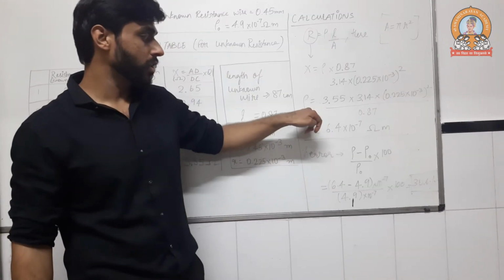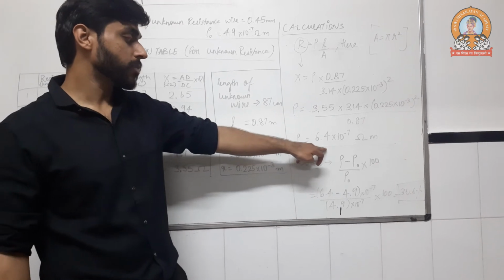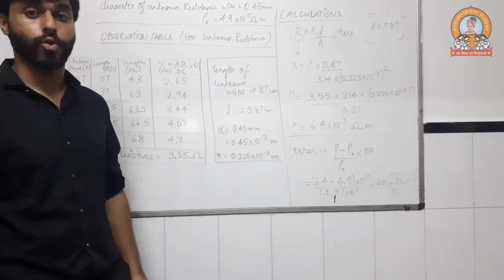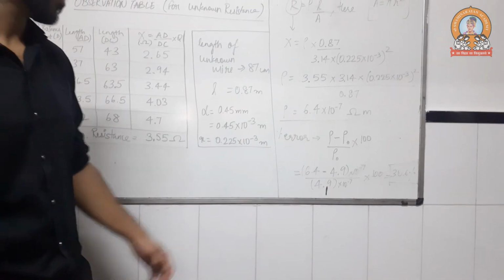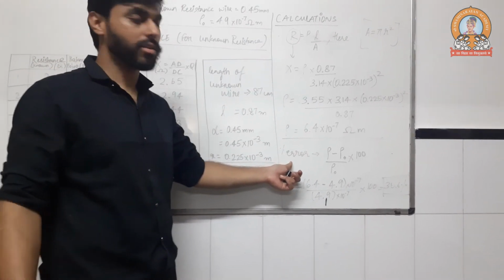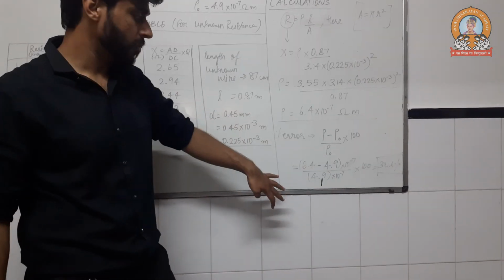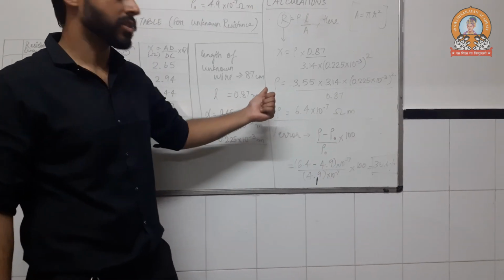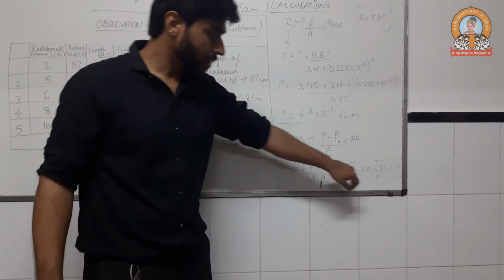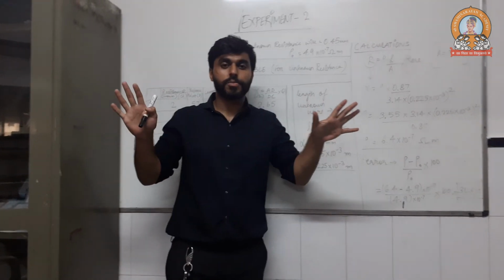By calculating, our resistivity came out to be 6.4 into 10 raised to the power minus 7 ohm meter. Now, why is this much more? As I told, according to the performance and heating issues, it can increase. The percentage error we calculated is rho minus rho naught, where rho naught is the standard resistivity of the wire. By calculating, we get 30.6% error, and this experiment completes here.